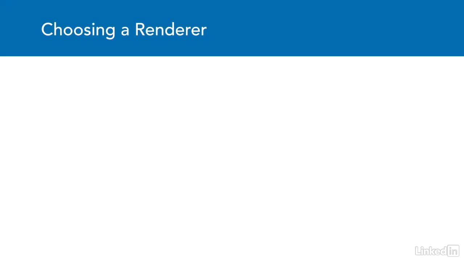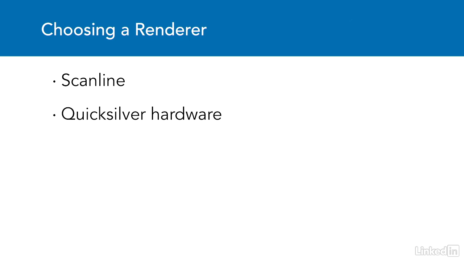Let's look at the options for renderers so you'll know which one to choose for your particular project or application. The default renderer in 3ds Max is the Scanline renderer, and it is the original renderer that shipped with version 1 of 3ds Max. Quicksilver Hardware is a GPU renderer that is suitable for draft quality or preview renders. You can also use the Nitrous Display Driver, which is very closely related to Quicksilver. It's another hardware renderer, but it actually gives you a few more options than Quicksilver does.